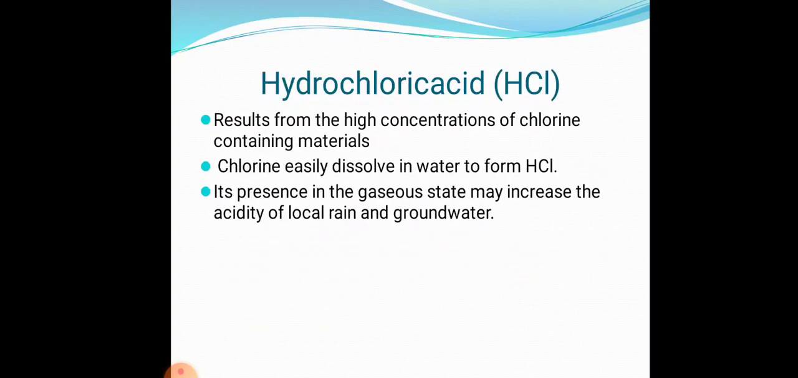Hydrochloric acid. Hydrochloric acid results from the high concentration of chlorine-containing materials, say like PVC, plastic, etc., in the solid waste. The chlorine dissolves easily in water to form hydrochloric acid. Its presence in the gaseous state may increase the acidity of the local rain and also the groundwater, which can damage exposed and unprotected metal surfaces. It can erode buildings and may also affect the stabilization of heavy metals in the soil.